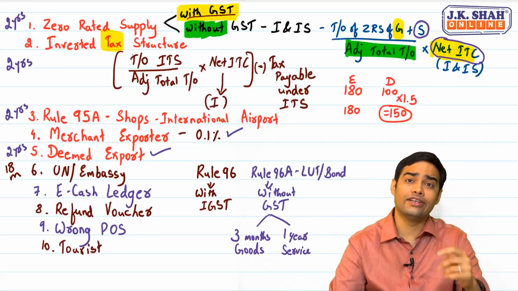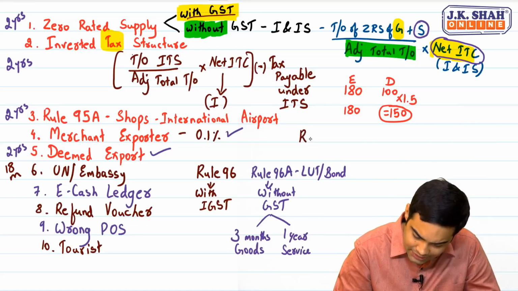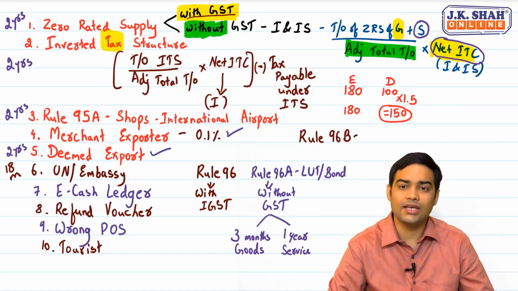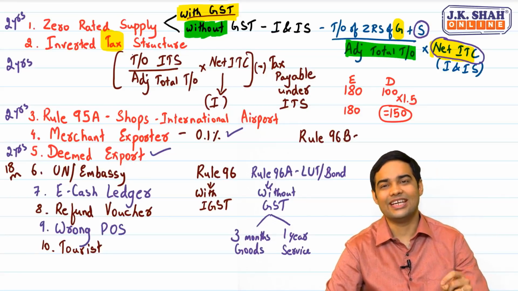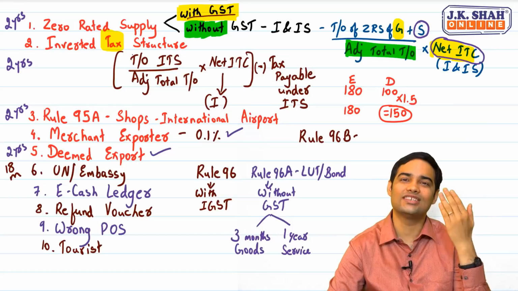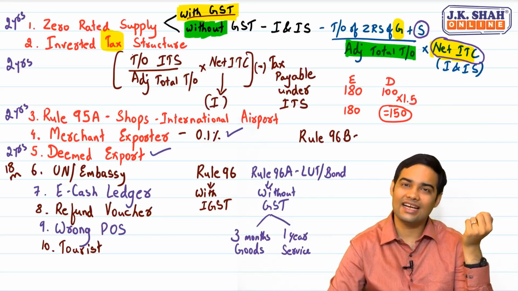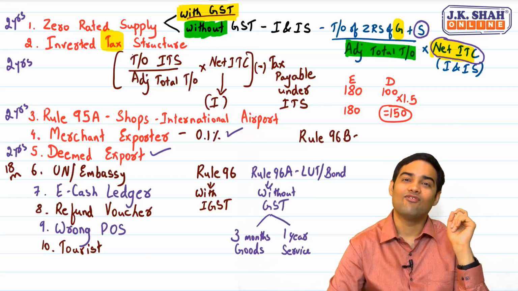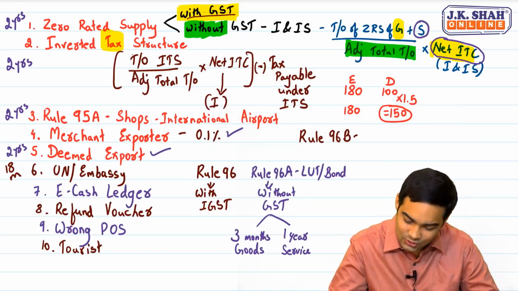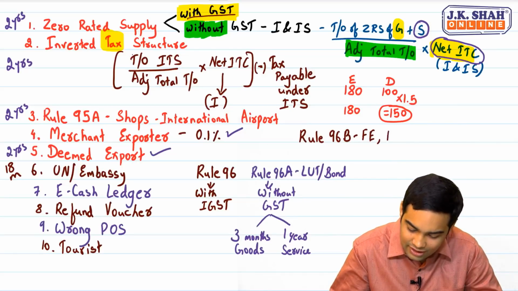Then you have one new rule which is inserted, Rule 96B. Now, what is this Rule 96B? In this Rule 96B, government has added a condition. See, export of goods did not have a condition that you have to receive foreign exchange. That was not there. But now government has added a new condition saying that whenever you are exporting goods, you should receive foreign exchange within time limit given under FEMA.